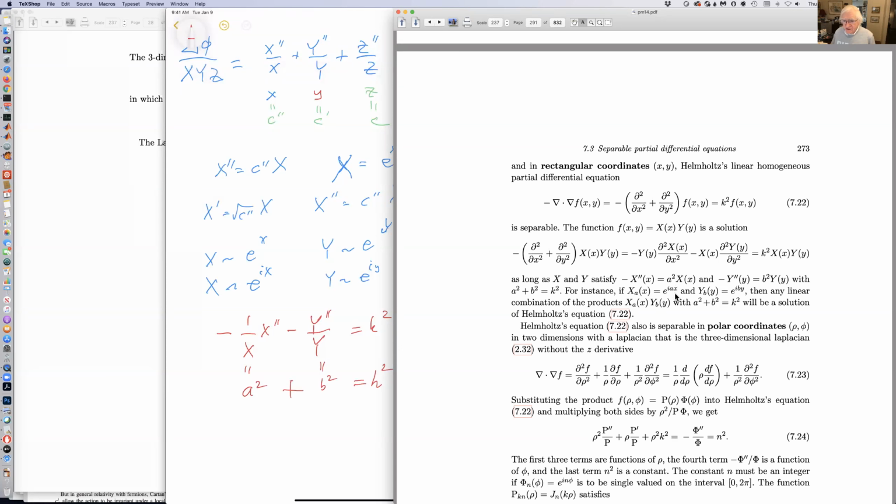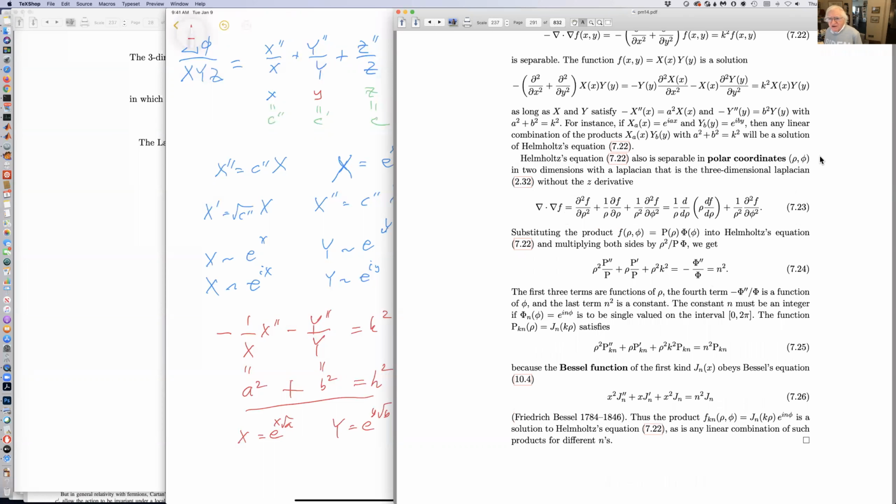And then solutions are, for example, e to the iax, e to the iby. Well, a and b are real in this case, but you could have exponential solutions, cases like X is equal to e to the x square root of a, Y is equal to e to the y square root of b, where a and b here are positive, let us say. And then as long as this equation is satisfied, you have a solution. So these can be growing solutions. They don't have to be oscillating solutions.